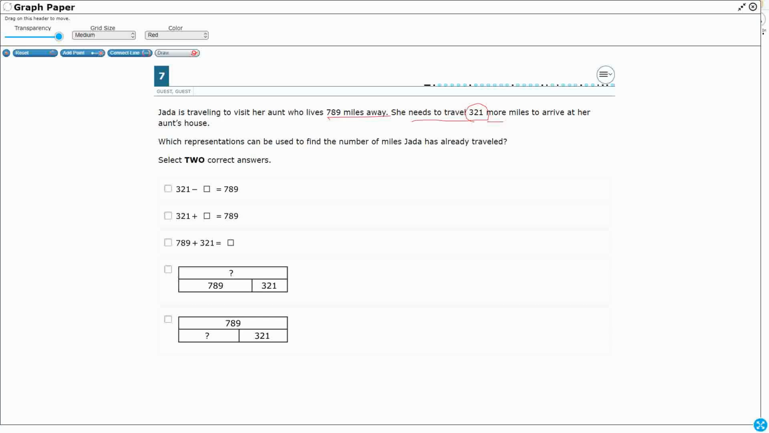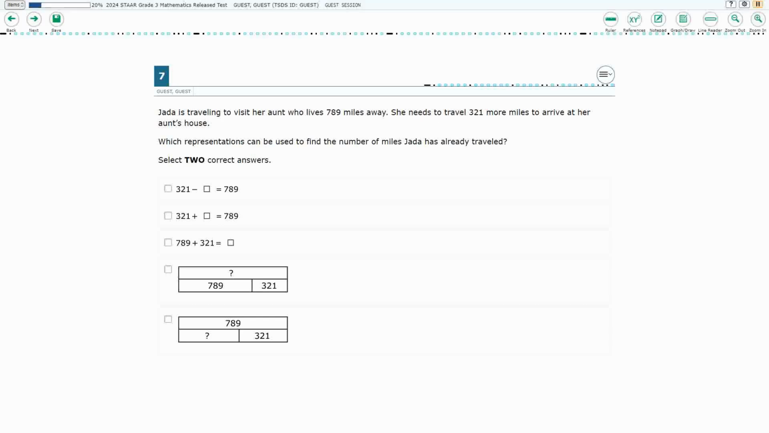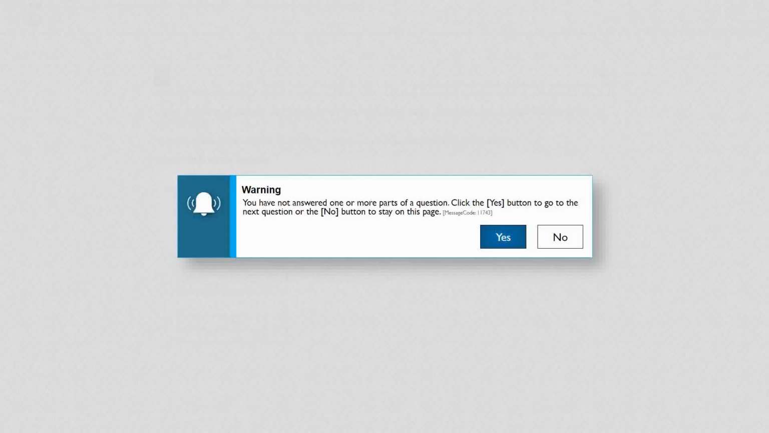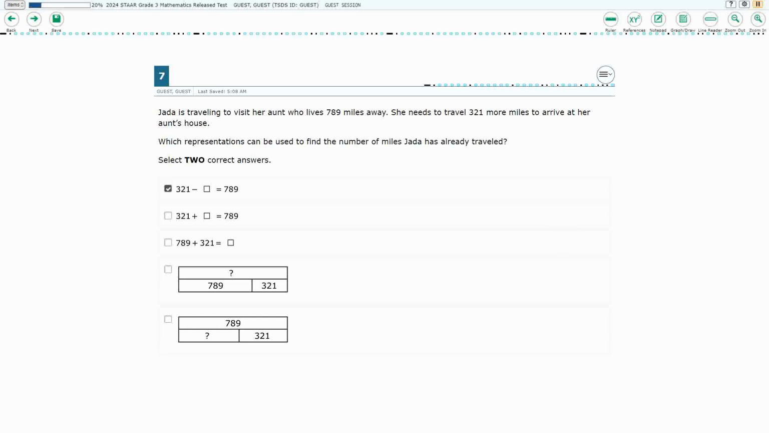And as you see here with this multiple select, let's take a moment to see how that works. We're only allowed to select two. So if I select these first two, you'll notice that it's impossible for me to select a third. So the system really just wants me to select two. And if I only select one, like this, and try to move on, it is going to show a warning: I have not answered one or more parts of the question. Do you want to go on? No, I don't want to go on. I want to stay on the page. So that's how the multiple select works. We want to select two correct answers.